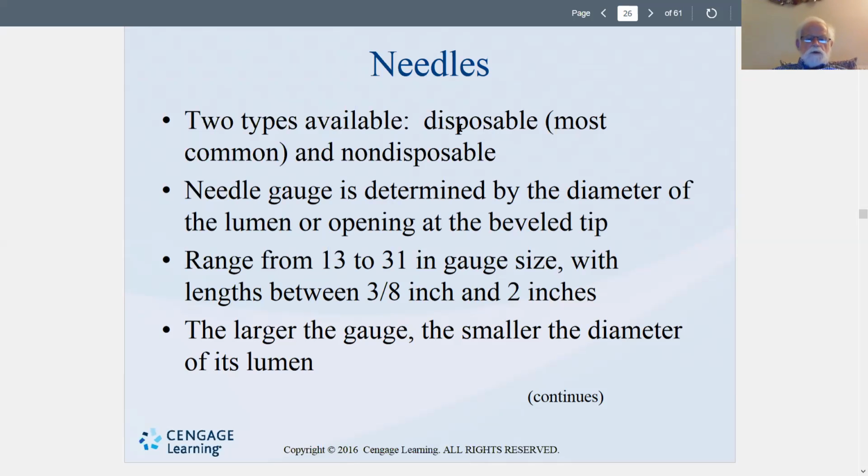The gauge is an inverted scale. The higher the gauge, the narrower the needle, the thinner the needle. This says it ranges from 13 to 31. Some of the insulin injector pens will use a 32 gauge needle. The 30 and 31 gauge, and then the 32 gauge pen injectors, those needles are pretty easy to bend, and so we have to be careful when using them.